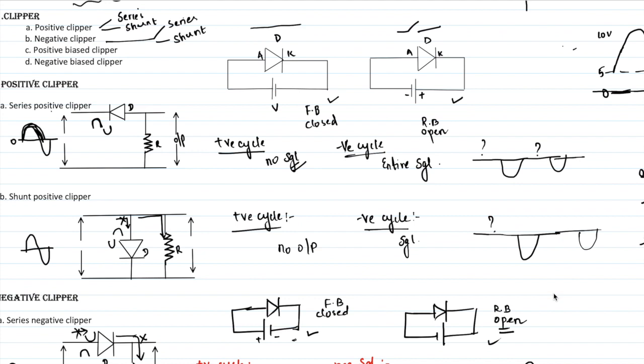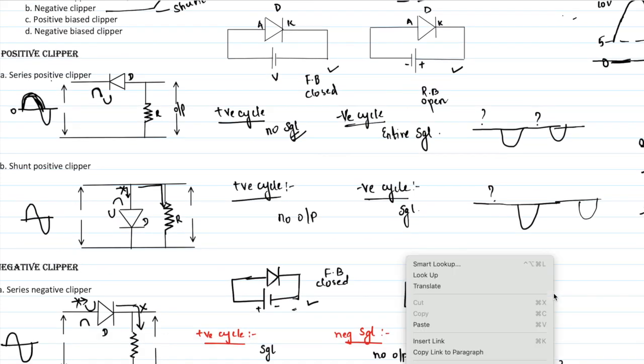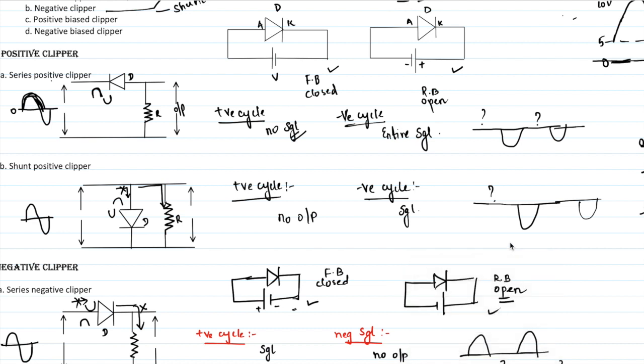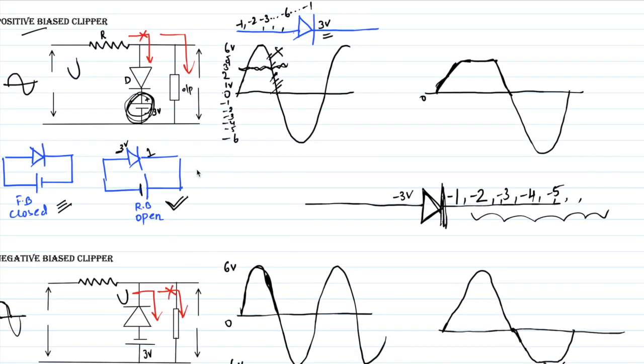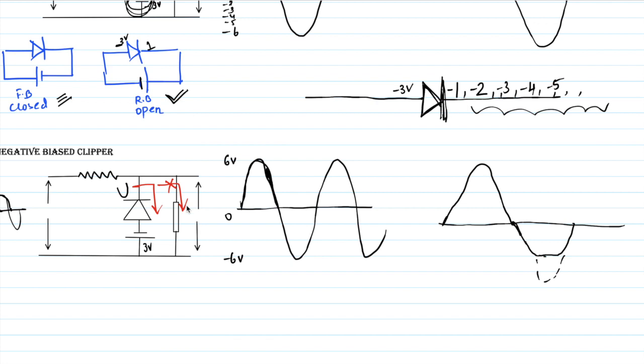First one, the clipper. In the positive clipper, you have two types: series positive and shunt positive. In both, the positive signal is clipped. In the negative clipper, the negative portion is clipped. In the positive biased clipper, the positive portion is clipped, only the required portion will be clipped, not the entire positive signal, so we have to consider each voltage level. Similarly, the negative clipper works where the negative portion of the negative half signal is clipped. So this is all about clippers.